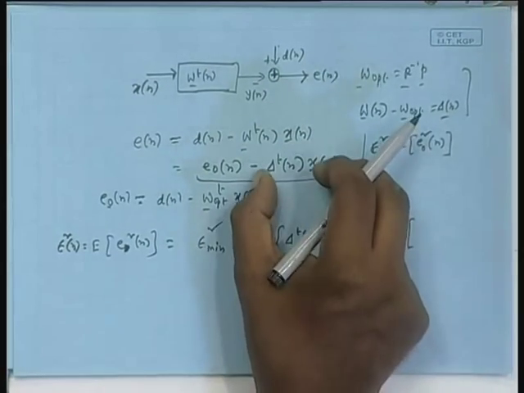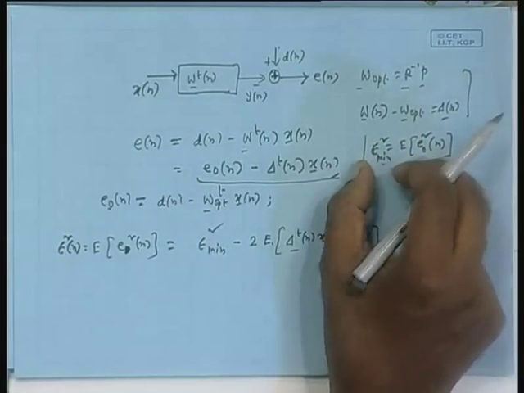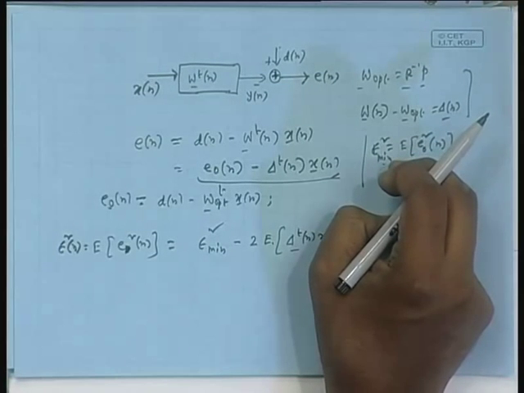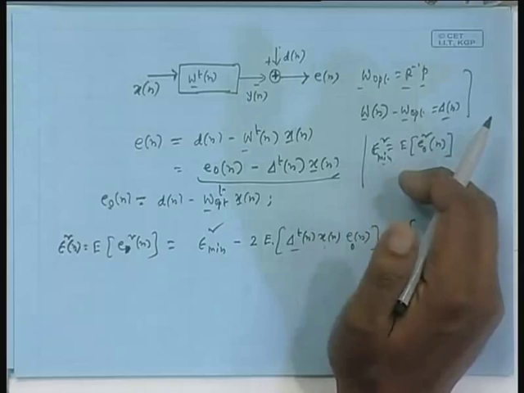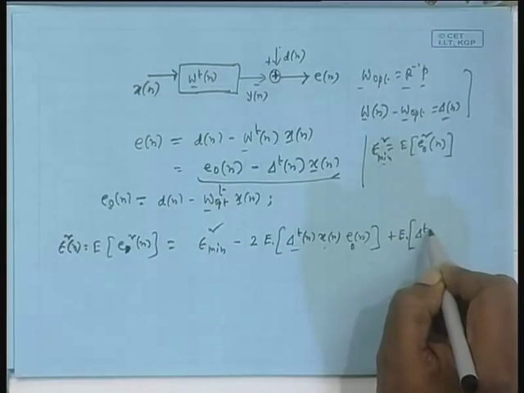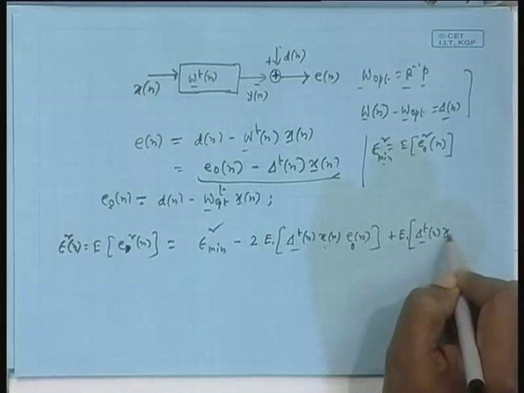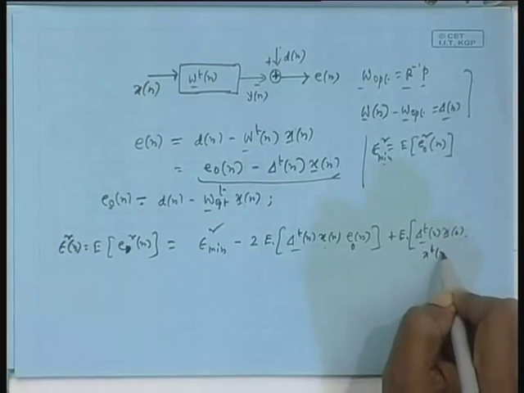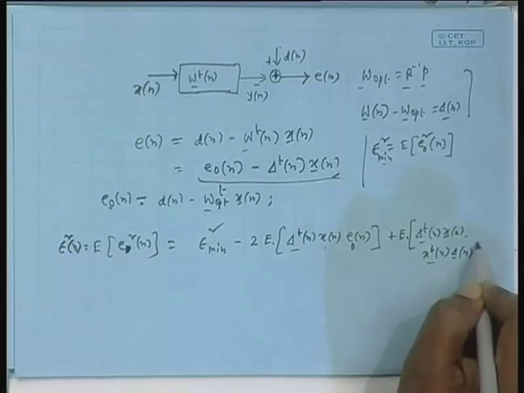Square it up means this multiplied by itself, or this multiplied by the transpose of itself, because a scalar and its transpose are the same. So, first is delta transpose n x n, and the transpose of that will bring back x transpose n here and delta n.